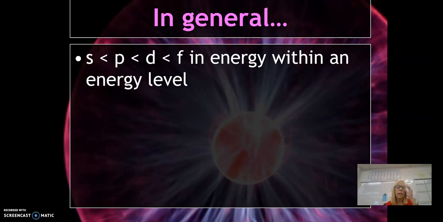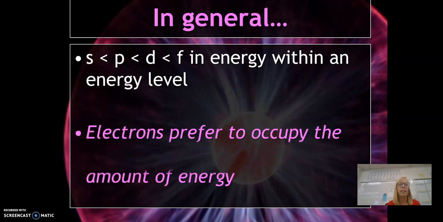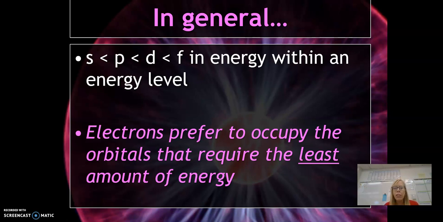So in general, an S orbital is our lowest energy, followed by a p orbital, followed by a d orbital, followed by an F. So S will fill first, then P's, then D's, and then F's. Because electrons prefer to occupy the orbitals that require the least amount of energy. We all like to do work where we require the least amount of energy. So electrons are no different.